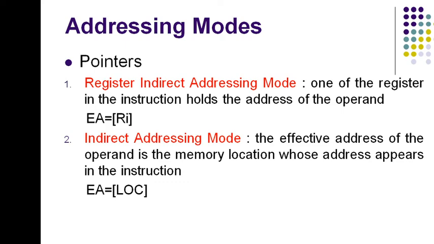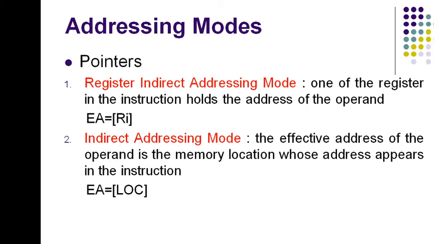That is, the effective address of the operand is the contents of a register or memory location whose address appears in the instruction. Now I want to find the effective address of the operand. This is nothing but the contents of a register or a memory location which appears in the instruction. That is, either register indirect addressing mode or indirect addressing mode.